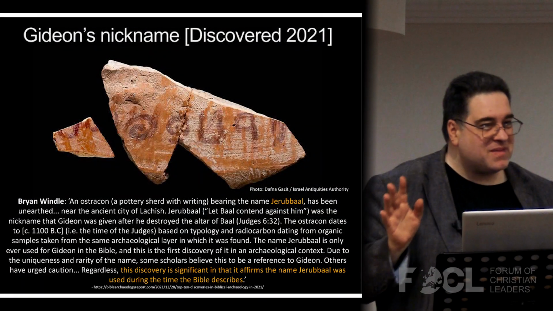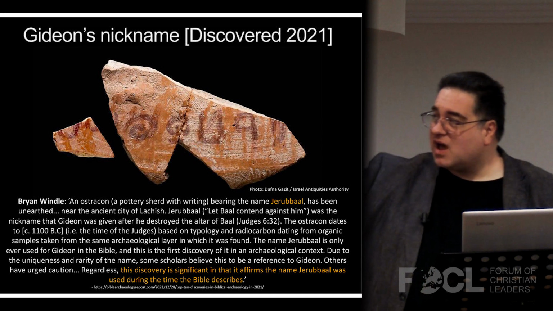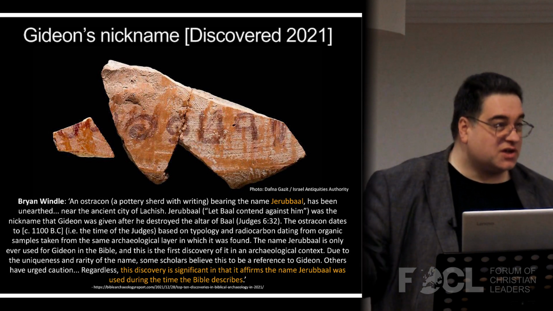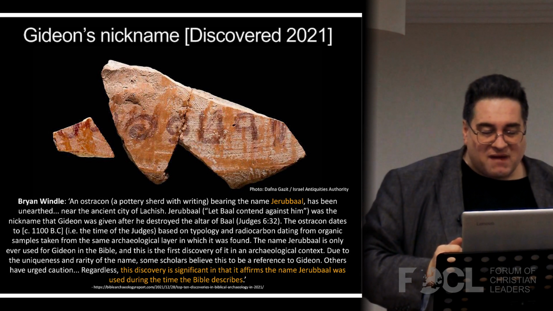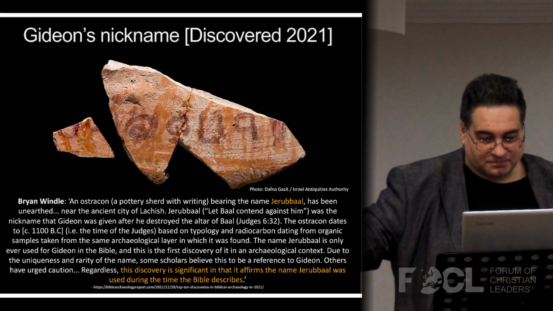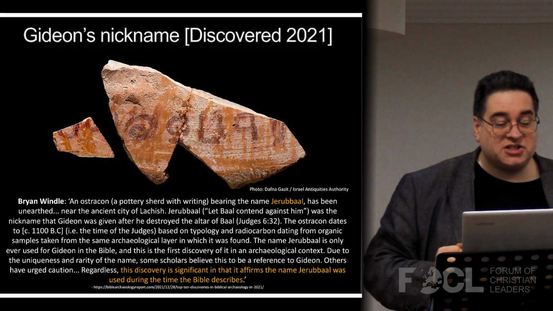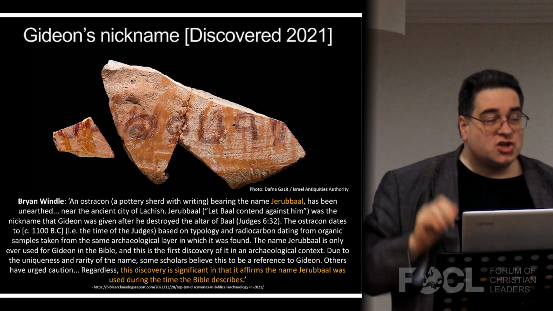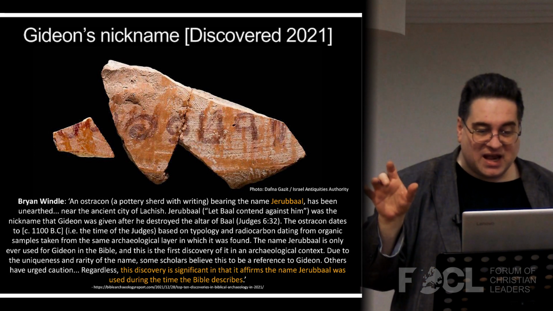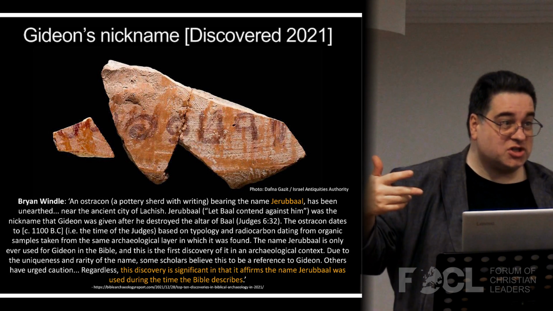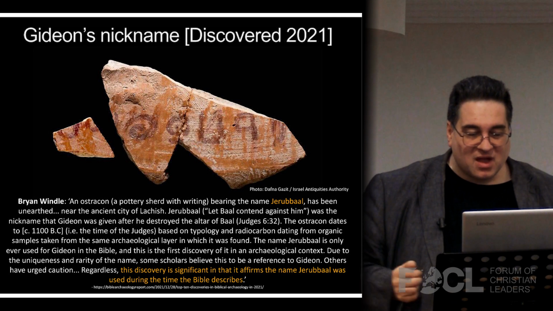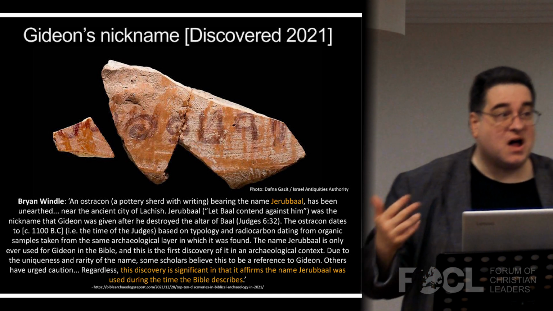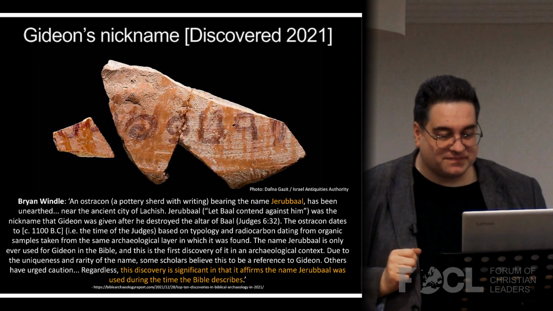Gideon had a nickname in the Bible. Here's a bit of pottery with a name written on it. An ostrakon, it's called, a pottery sherd with writing on it, bearing the name Jerubbaal, has been unearthed near the ancient city of Lachish, which was like the second major city in Israel. Jerubbaal, which is a name meaning let Baal, the god we mentioned earlier, contend against him, was the nickname that Gideon was given after he destroyed the altar of Baal in Judges chapter 6.